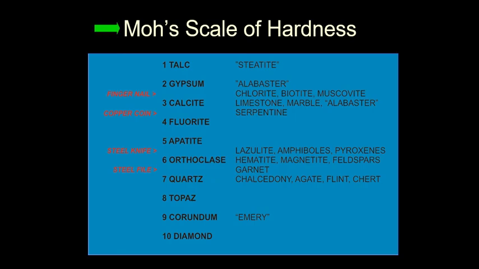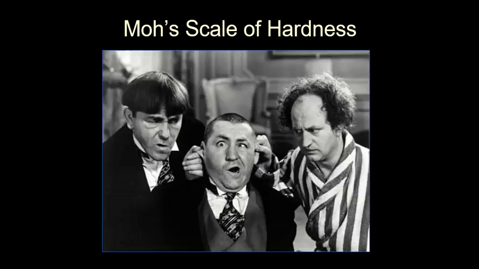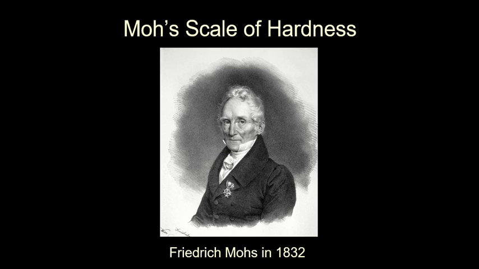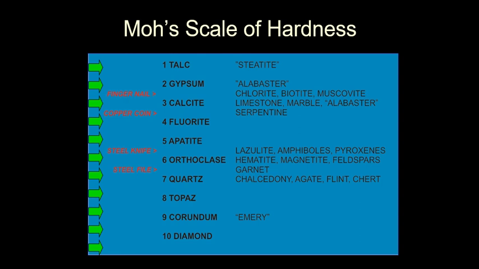Now, of very great importance is hardness. And for this, we have the Mohs scale of hardness. So that would be not Larry, not Curly, but Mohs scale of hardness. Although actually it's Friedrich Mohs, who in 1832 proposed his scale of hardness. And it looks like this, and it's very important, as you can tell, by all the green arrows here.